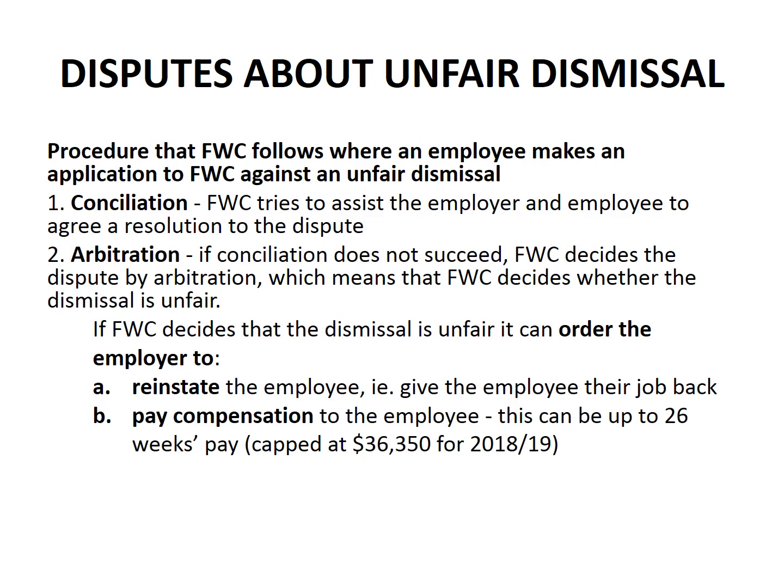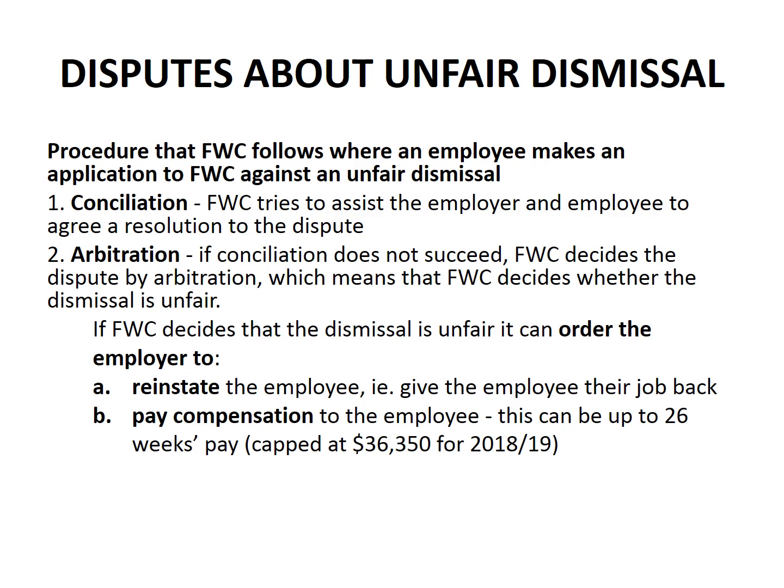If conciliation does not succeed, then the Fair Work Commission itself decides the dispute by arbitration. This means that the Fair Work Commission decides whether the dismissal of the employee is unfair. In coming to this decision, the Fair Work Commission will need to decide whether the dismissal of the employee was harsh, unjust or unreasonable. And in making that decision, the Fair Work Commission will need to take into account the factors that I've referred to on the previous slide.